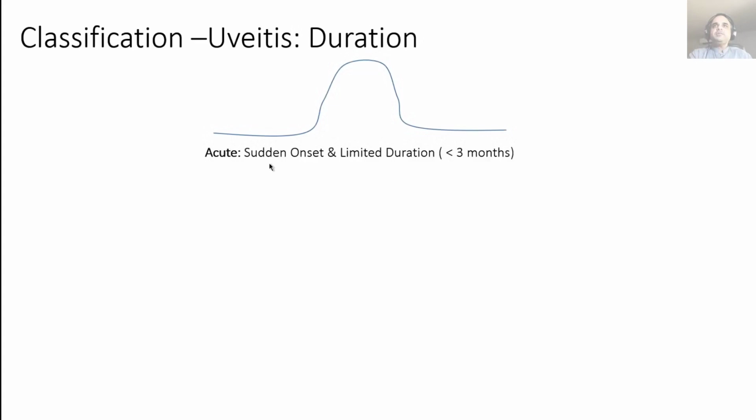So this is a visual representation of how an acute uveitis would look. You have sudden appearance of signs and symptoms with a limited duration, and then the patient is healed. He's just good. This flat line is a healed or inactive state, and this is where the patient has the active illness and the duration is less than 3 months.